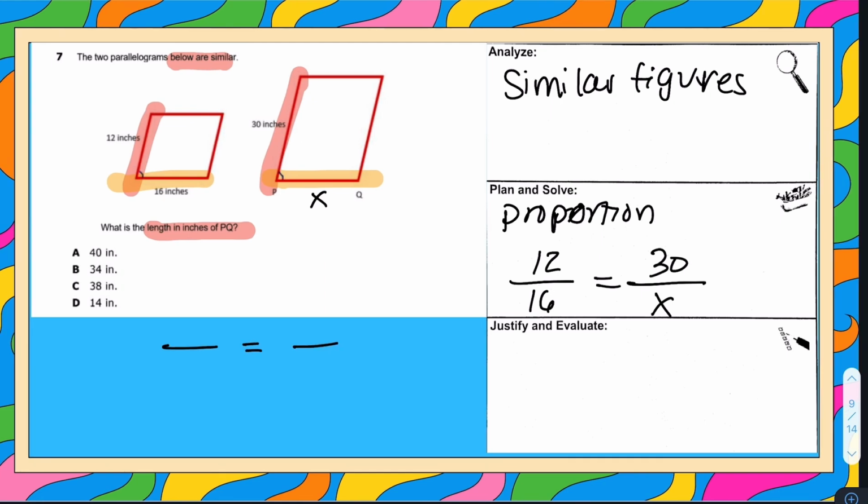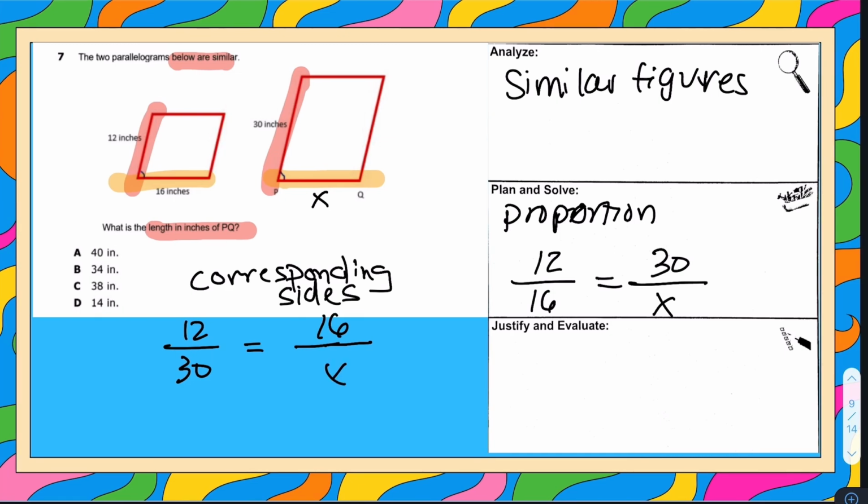The other way that you could solve this or make a proportion is, again, by corresponding sides. This is by corresponding sides. So 12 corresponds to 30, so I will put them as a fraction. And 12 belongs to the parallelogram with 16, so 16 is going to go on top. And X corresponds to the parallelogram with the 30 inches. So again, cross multiply and divide. And notice that the numbers you are multiplying by have not changed. It's still 30/16 and 12 times X. This is by adjacent sides. Go ahead and just evaluate and justify on your own.